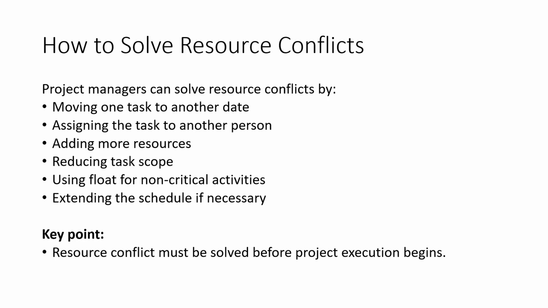Fourth, they may reduce the task scope if the project allows it. Fifth, they can use float for non-critical activities. This means delaying non-critical activities without affecting the final project completion date. Finally, if necessary, the project manager may extend the schedule. However, this should be done carefully because it may affect stakeholders and the project deadline. The key point is that resource conflict must be solved before project execution begins.